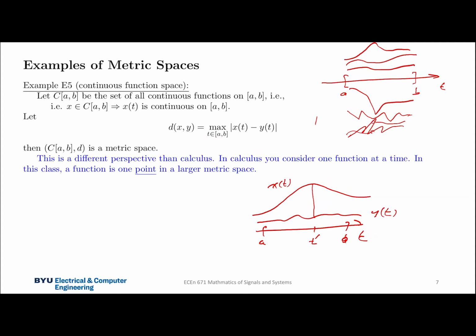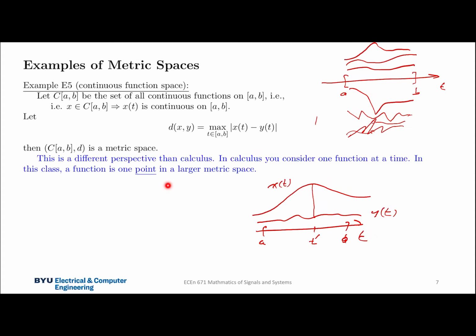Now this kind of leads to a general theme that we'll be following in this class. In calculus, we thought of functions as, you'd consider one function at a time. In this class, we're thinking of a function as a point in a bigger space. So we have a metric space as the set of all continuous functions. Think of every single continuous function you could possibly come up with, and that it'll form a vector space, okay? And we'll be able to do operations on that space just like we do with, say, R2 or real numbers.